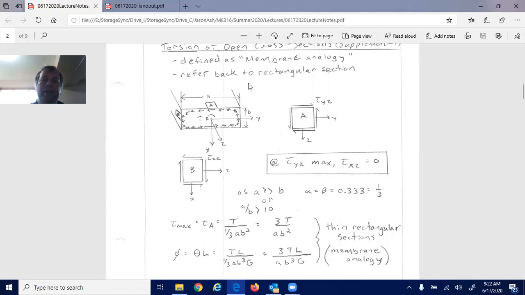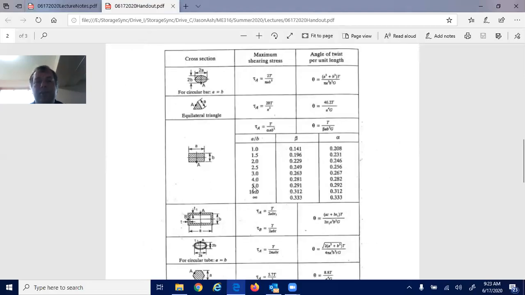And so the whole membrane analogy revolves around looking at what happens as a becomes much greater than b. And we saw on the handout that as a becomes much greater than b, going towards infinity, beta and alpha are going to go towards 1/3.